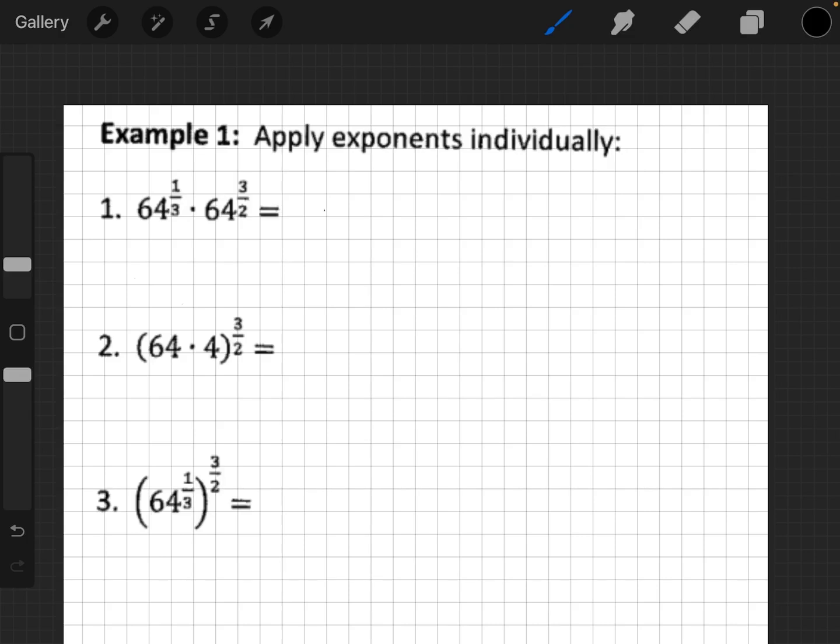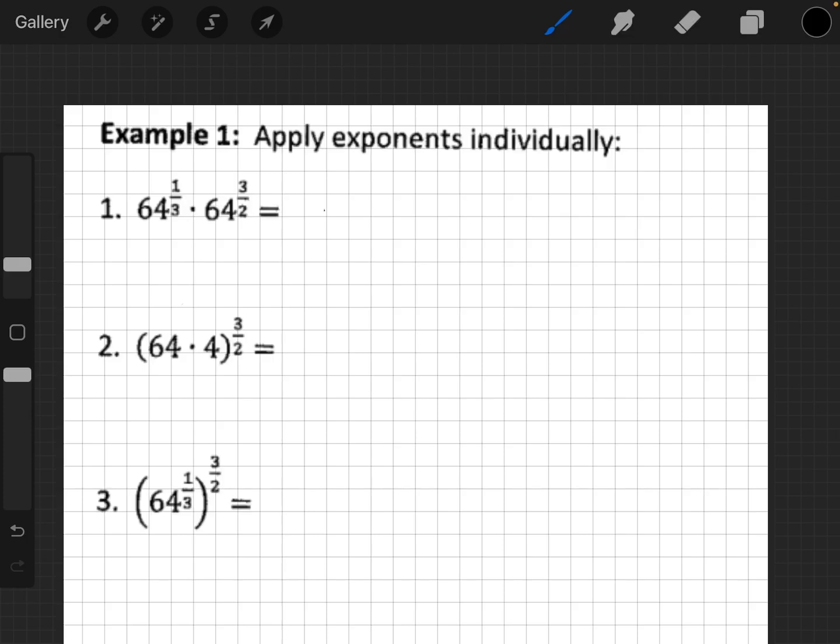Now that we've done a little bit of warm-ups with the properties of exponents, we can move on to rational exponents. So for this first example, we're going to apply each exponent individually. Now from a previous lesson, we know that this rule, a to the power of m over n, is equal to the nth root of a to the power of m. Now if you're confused by this, we have the previous lesson that went over changing rational exponents to radical expressions and vice versa.